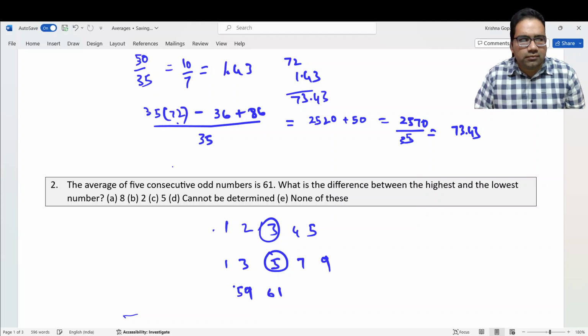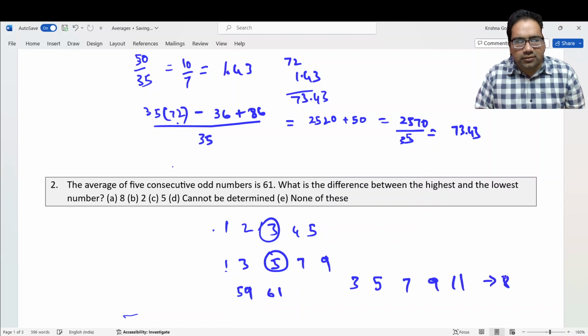59, 61, 63. It doesn't matter, first of all. What is the difference between the highest and lowest numbers? First of all, why should we even worry about whether it's 61 or not? 5 consecutive odd numbers: 1, 3, 5, 7, 9. Or take any others: 3, 5, 7, 9, 11.